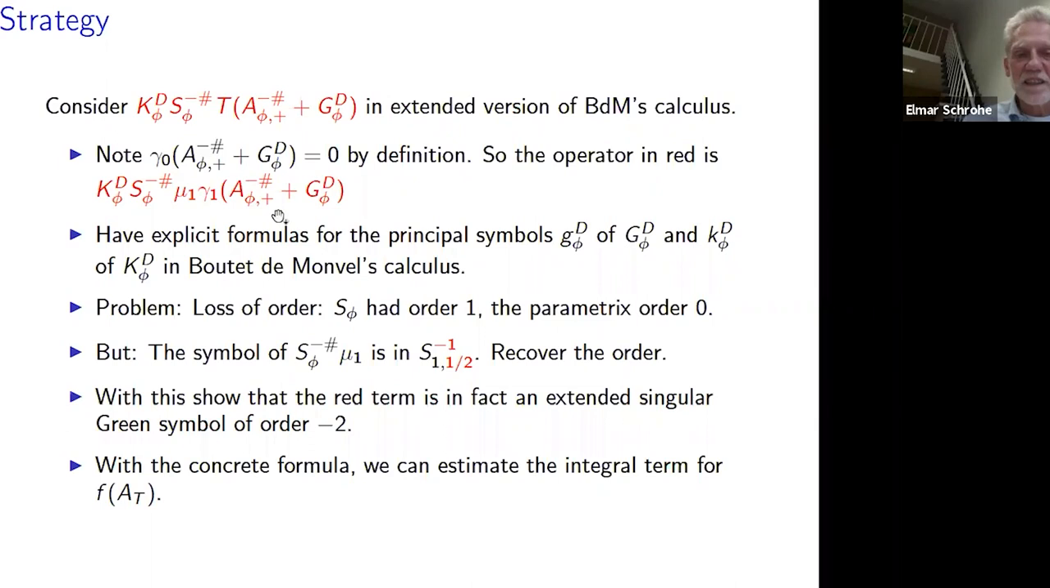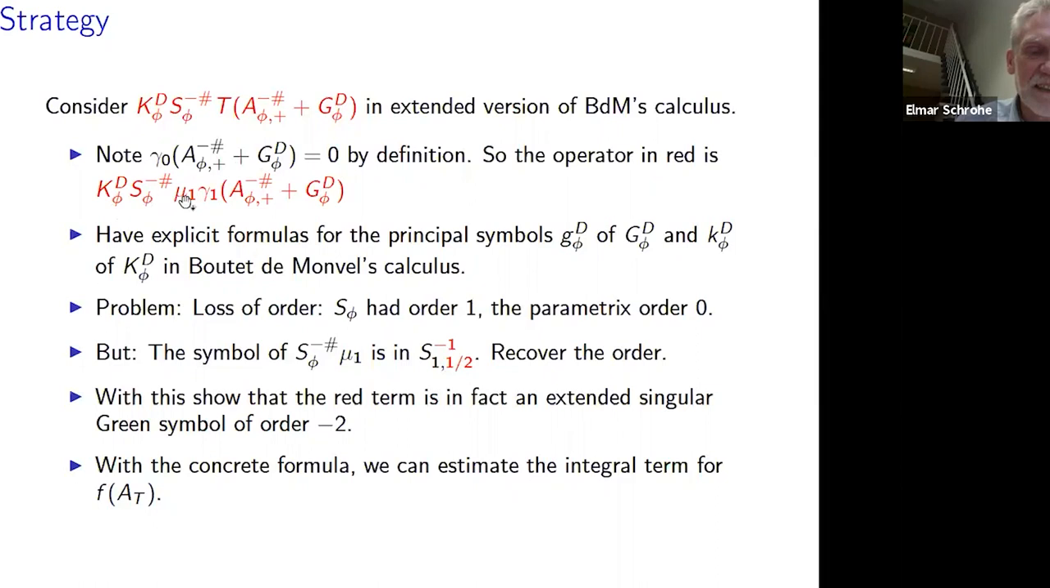And now the thing is, this is in the standard calculus. This is a very nice operator. Gamma one is a very nice operator. So this fits together. K phi, so the Poisson operator for the Dirichlet problem, is also very nice. The only thing that's not so nice is this here, this S sharp. And this is multiplied by mu one.